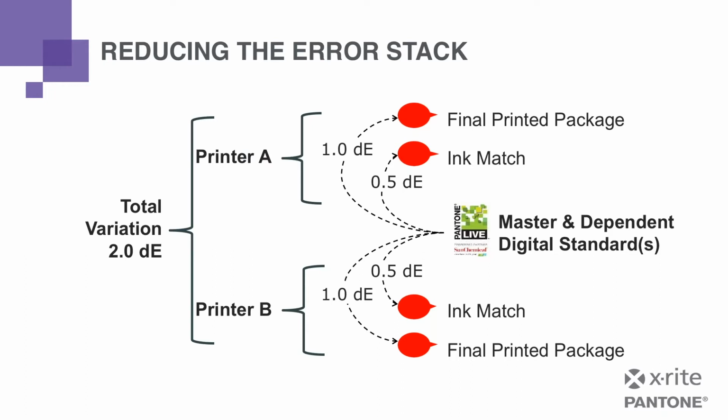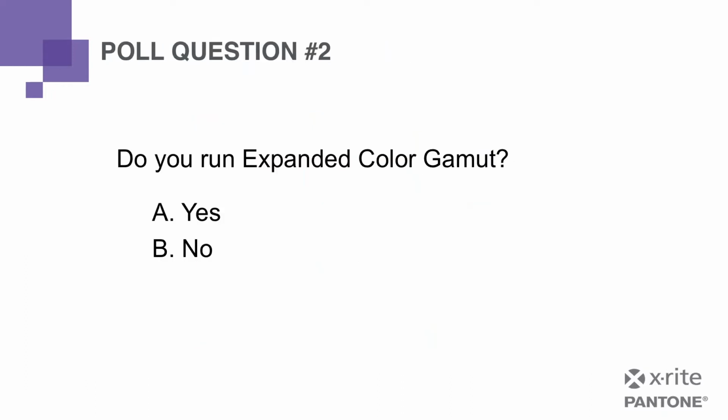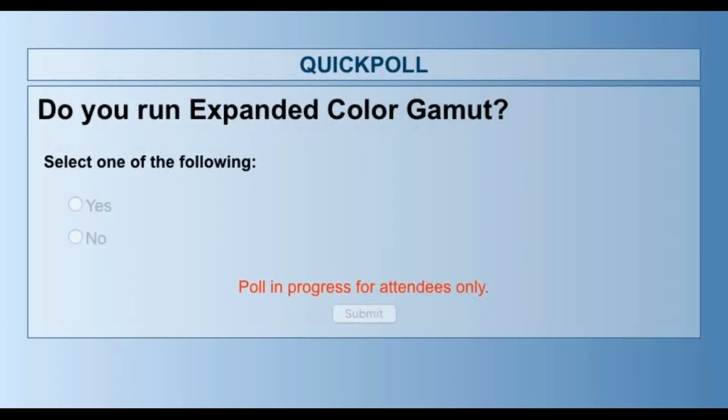I think we have another poll question to ask, and this often comes up when we're talking about running spot colors or not. Amongst the audience here, do you run expanded color gamut? And by expanded color gamut, I mean not just CMYK, but CMYK plus, say, a lot of people run orange, green, violet, like a 7-color gamut. And I think Jessica will take this and ask a polling question here on this.